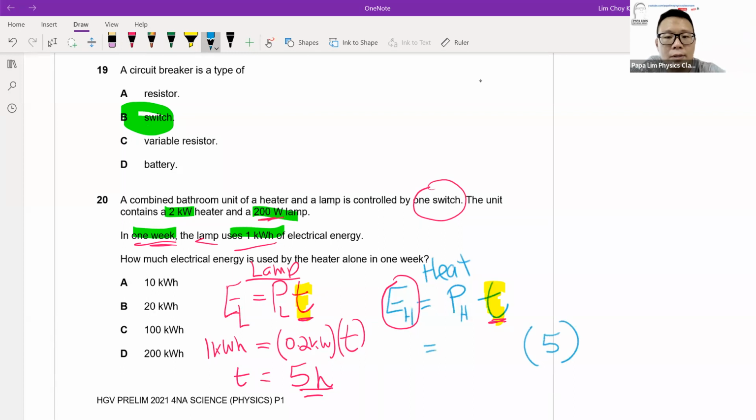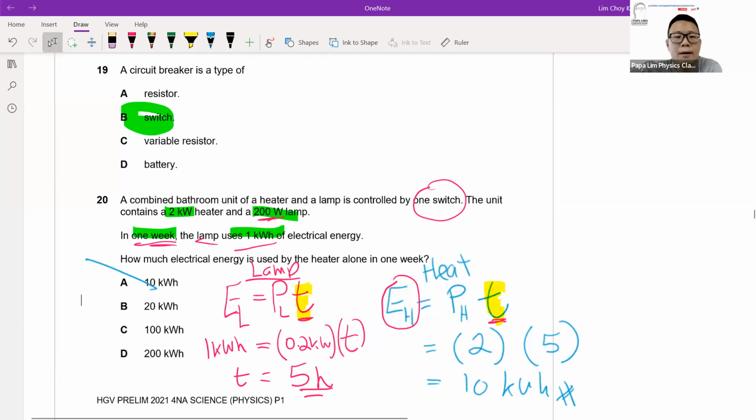The power of the heater will be in kilowatt also. I remember in kilowatt, so it will be 2 kilowatt also. Then after that, 2 times 5 will give you 10 kilowatt hour. The energy used by the heater is 10 kilowatt hour, which is option A. So that's where I get my answer to be option A.